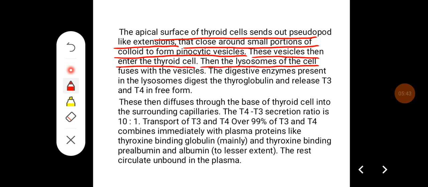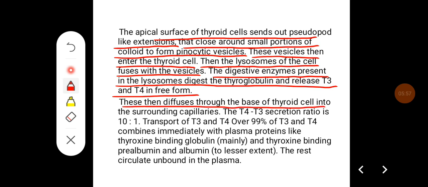Then the lysosomes of the cell fuses with the vesicles. The digestive enzymes present in the lysosomes digest thyroglobulin and release T3 and T4 in free form. These then diffuse through the base of the thyroid cells into the surrounding capillaries. The T4 to T3 secretion ratio is around 10:1.